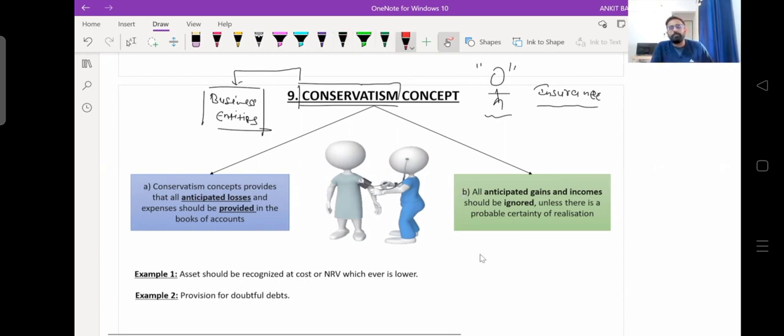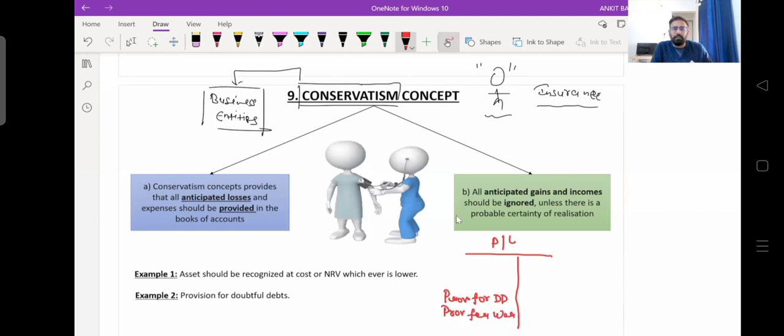Now, whenever you prepare a P&L account, several times you might have seen that the company requires a provision for doubtful debts. Sometimes the company also records a provision for warranties. What is the reason why companies record these types of transactions in their profit and loss? Just because of conservatism.